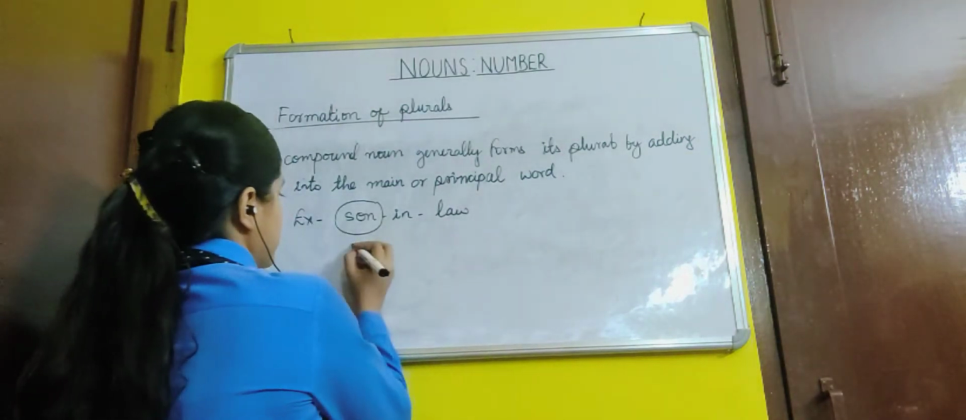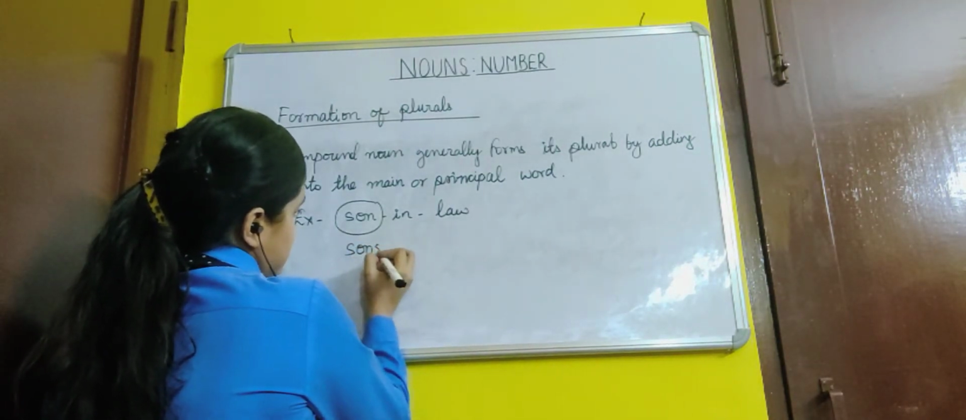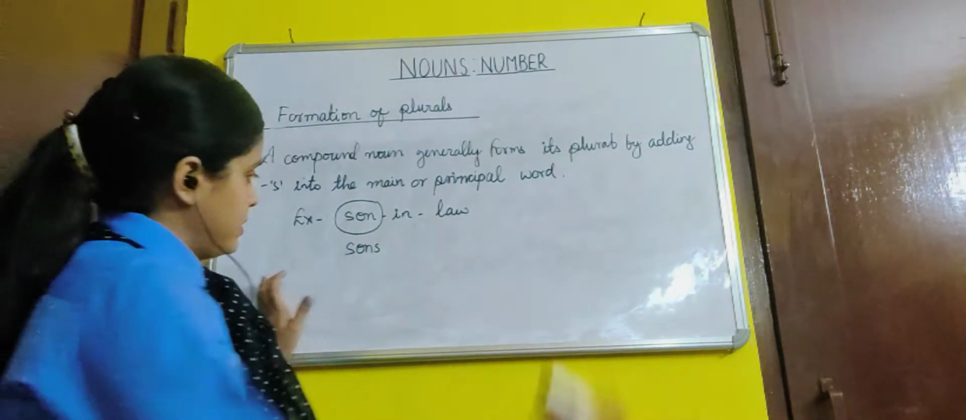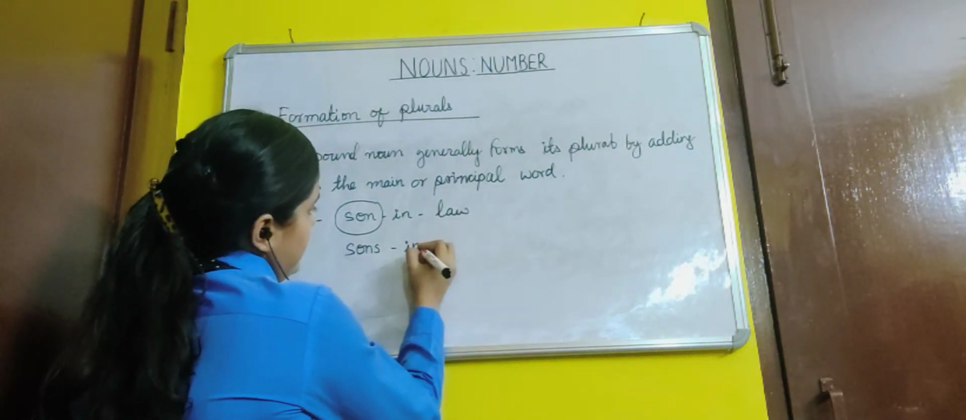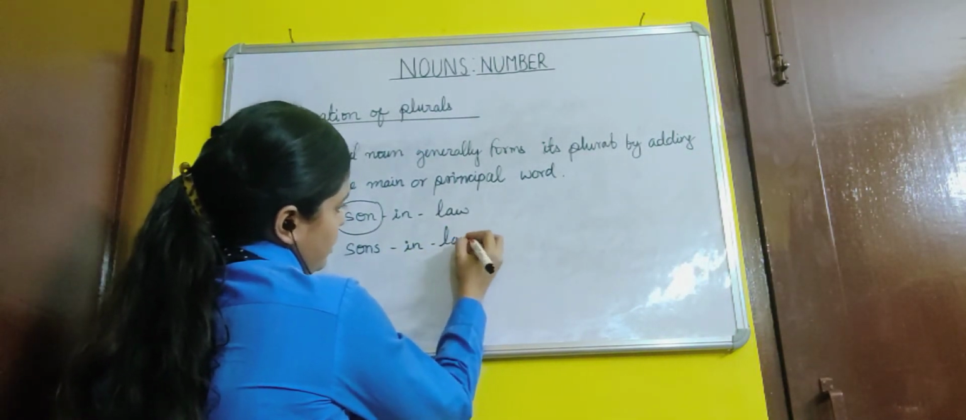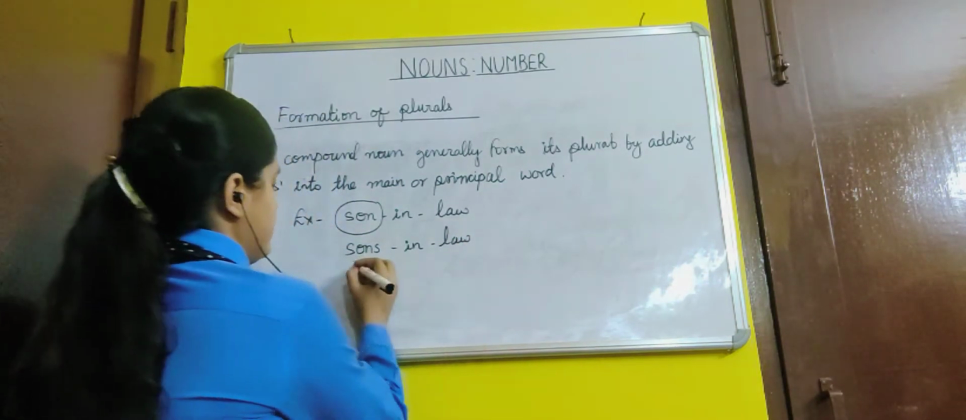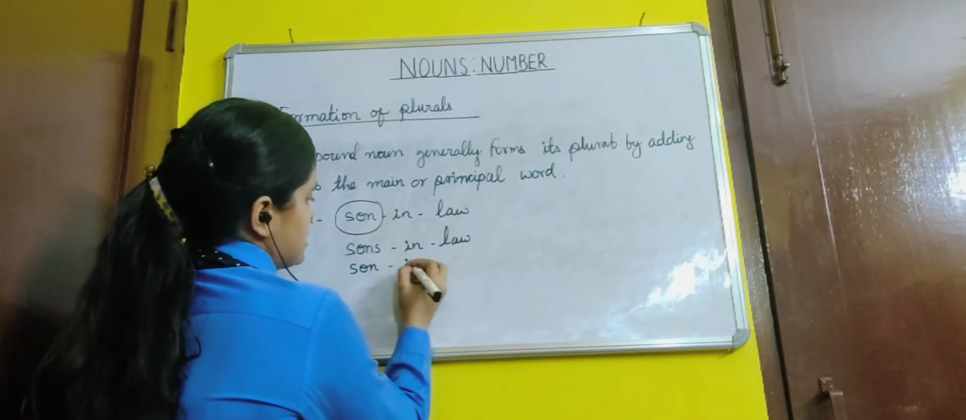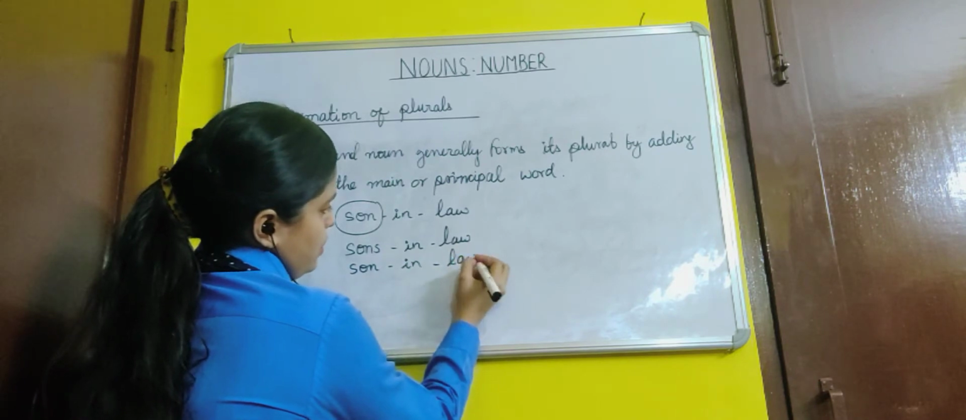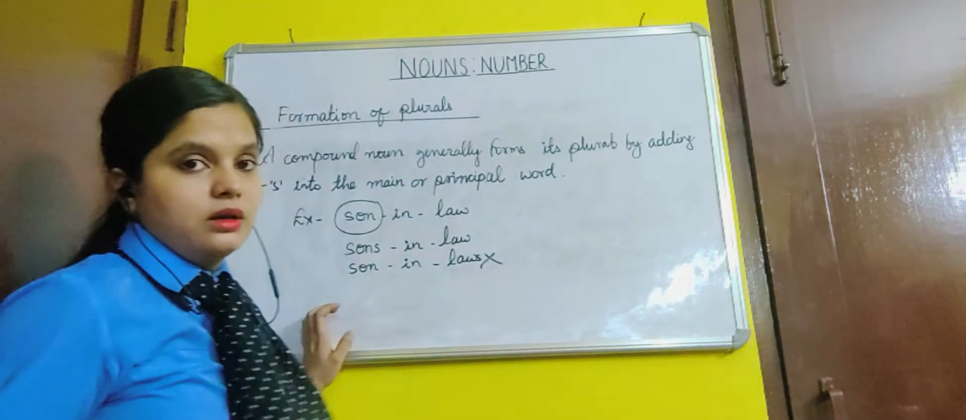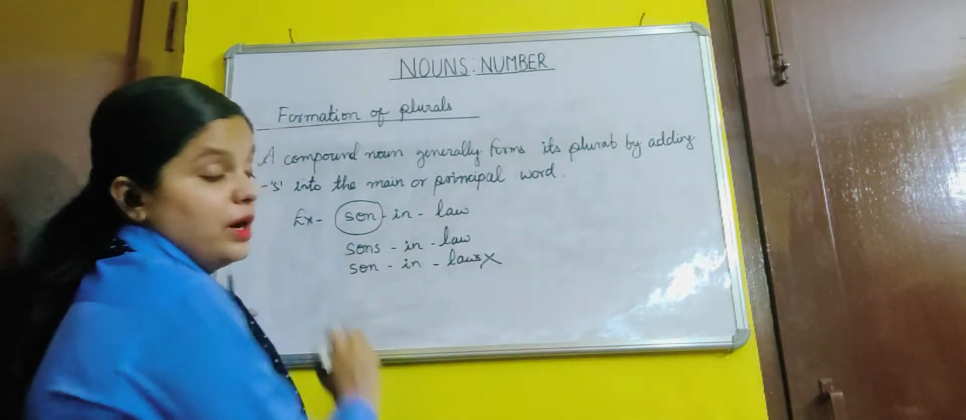So what will we do? We just simply put s into the main word and we will form the plural. Okay? We will not write son-in-laws. It will be wrong. Okay? We will put s into the main.